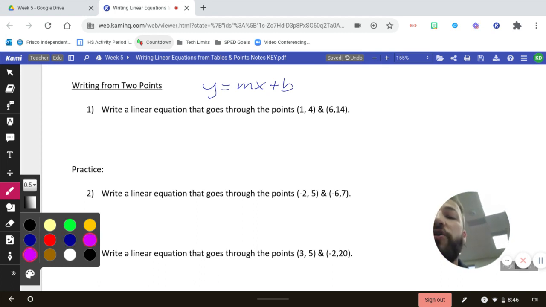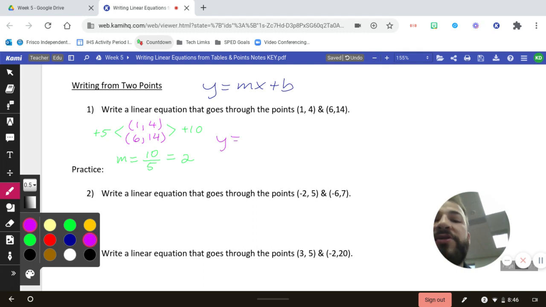Remember, we find our slope by lining up our 2 points. First point on top, second point on bottom. Then we find the change in x, which from 1 to 6 would be plus 5, and the change in y, which from 4 to 14 would be plus 10. Which would make our slope change in y over change in x, 10 over 5, which is equal to 2. So far my equation, I have y is equal to, I can replace m with 2, 2x plus b.